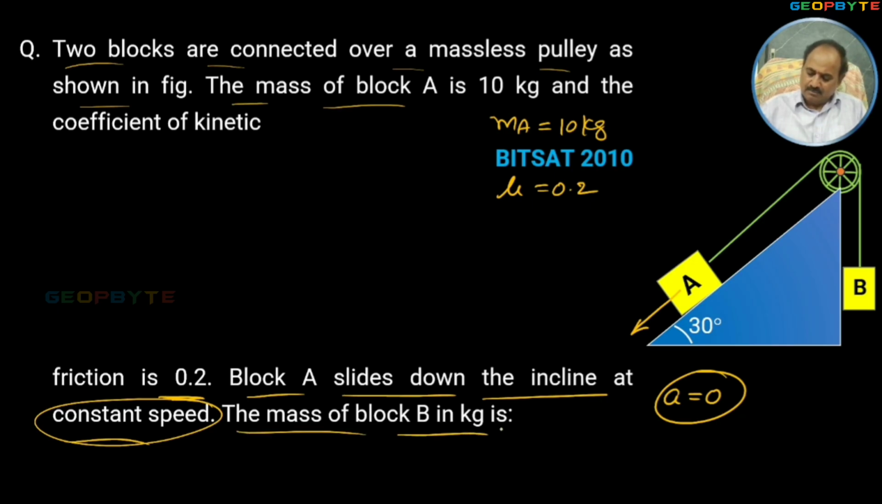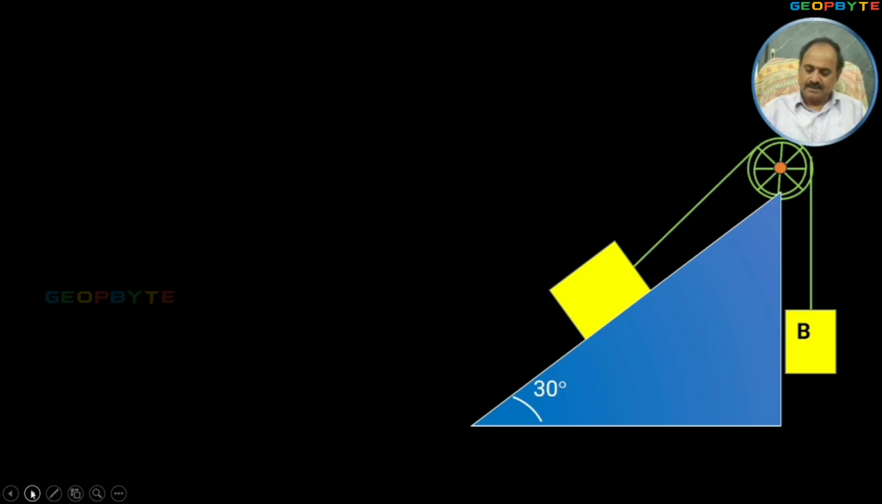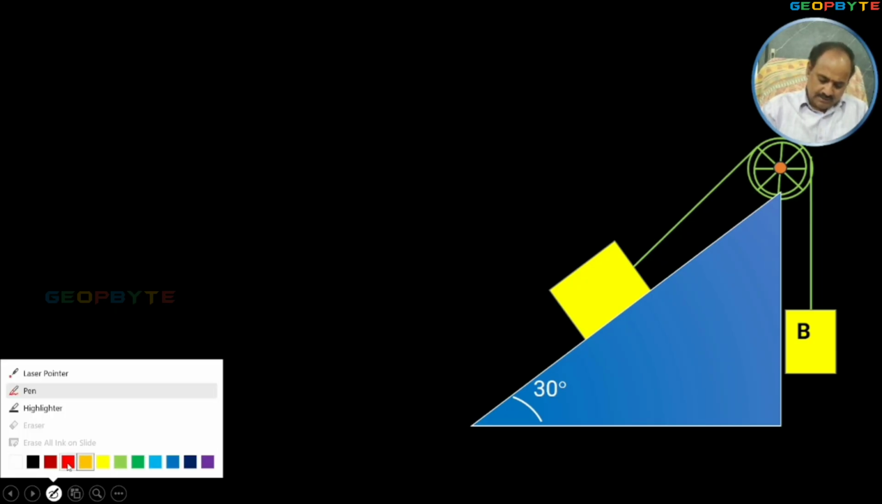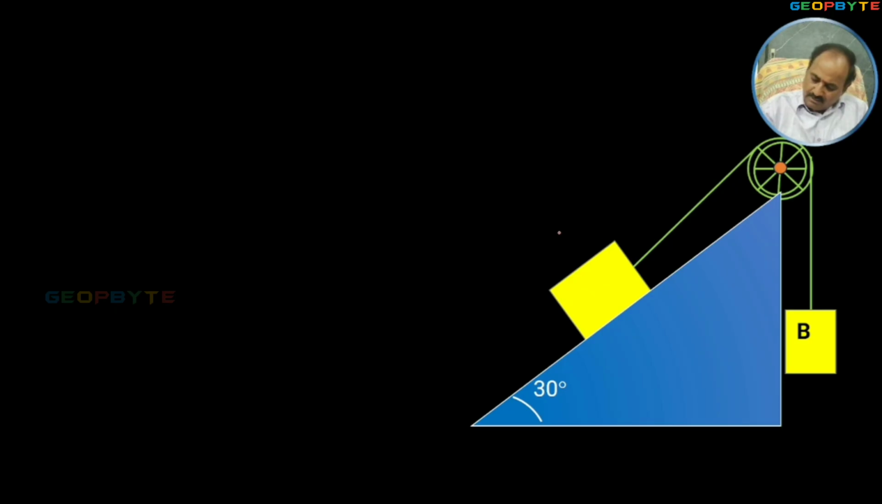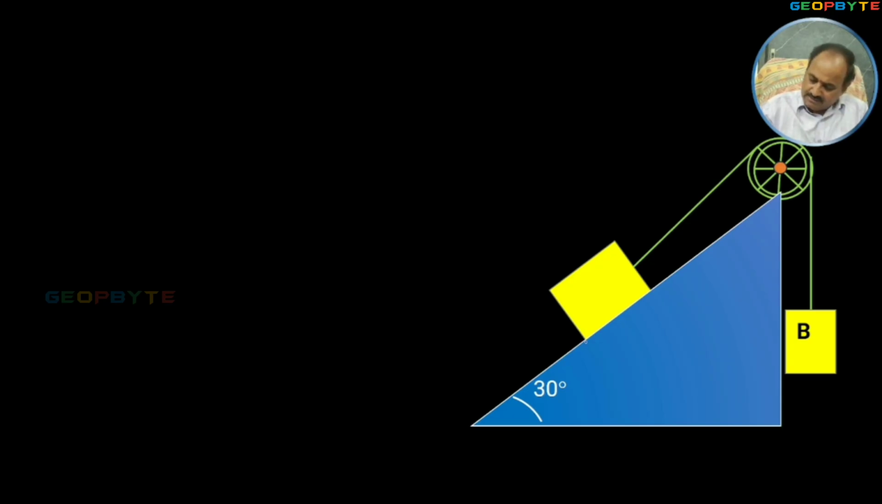The mass of the block B. What is the mass of the block B? That is the question. For that, of course, different options are given. Let us take the enlarged diagram. Now, let us write the normal reaction. This is the normal to the contact surface. First, let us decide the contact surface. This is the contact surface.